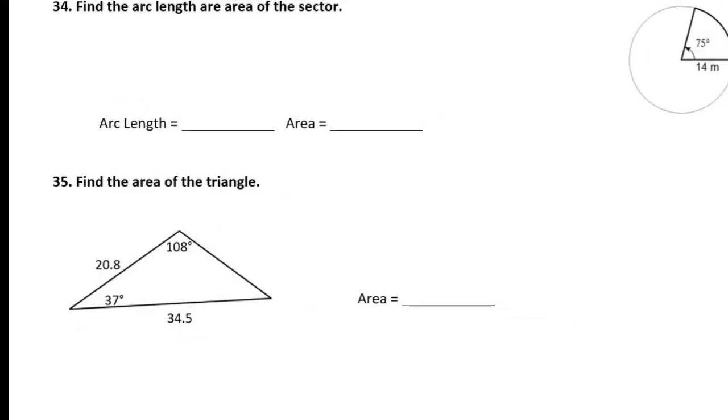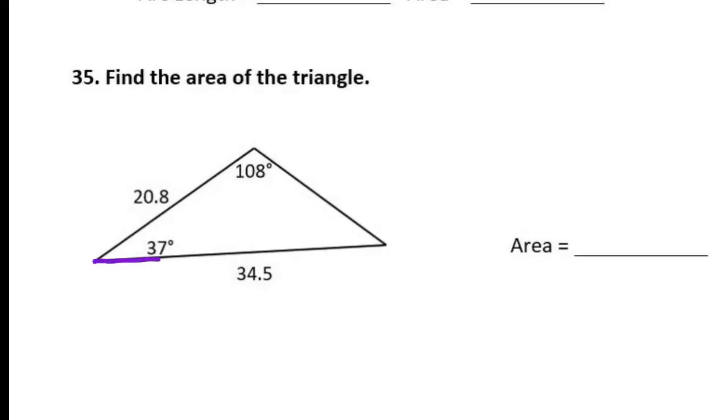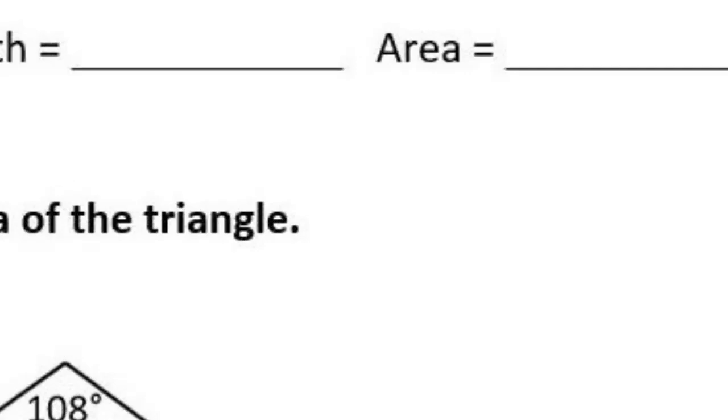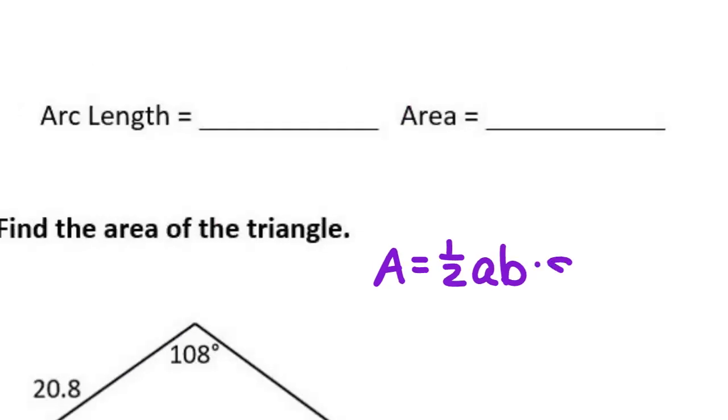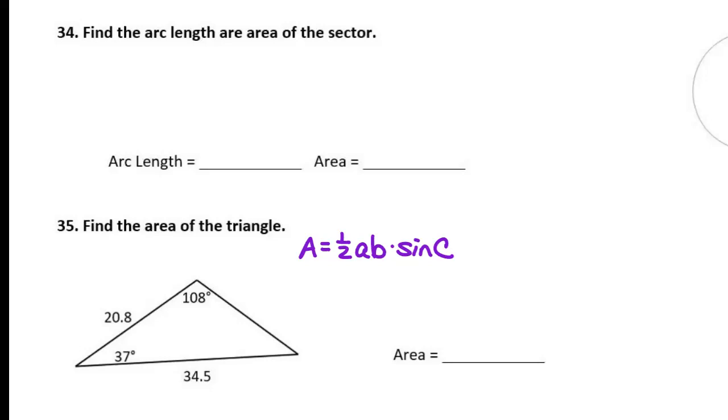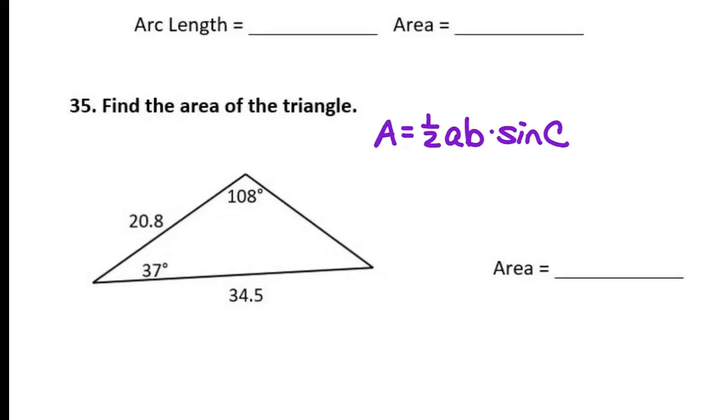Find the area of the triangle. Well, I can do 1/2 base times height if I know the base and the height. I know the base of this, but do we know the height of this triangle? Then I can't use 1/2 base times height. What's the other triangle area formula that we know? 1/2 AB times the sine of angle C. So A and B have to be sides of the triangle.